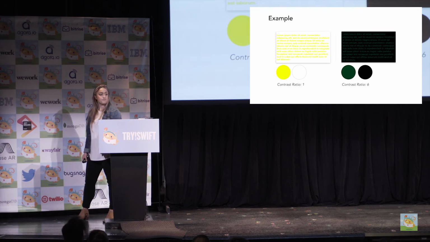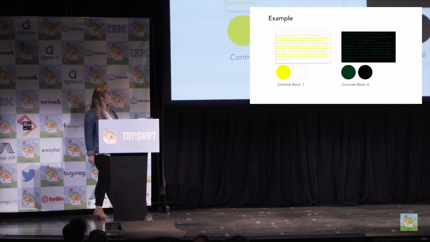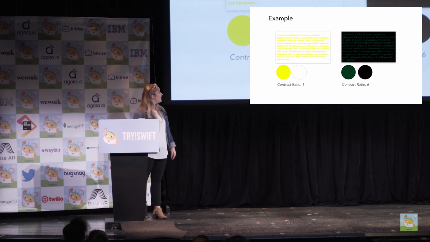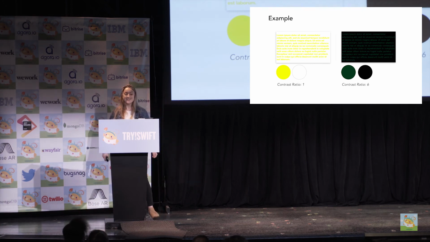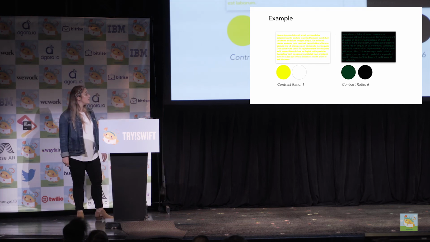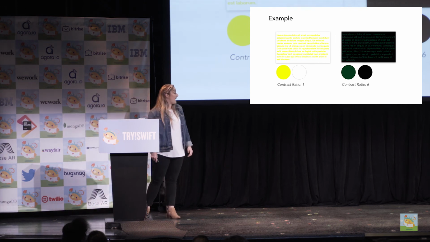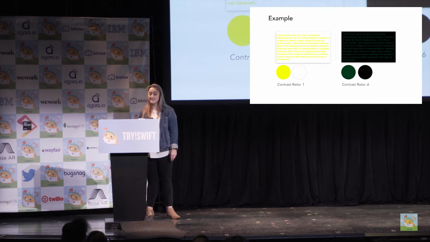Here's an example. Let's say you're letting users customize a text color. If they choose yellow on a white background, that's pretty terrible. No one can read that. That's at the minimum contrast ratio two colors can have. Similarly, on the right, with this dark green on a black background, it has a contrast ratio of 6, but that's still really hard to read.